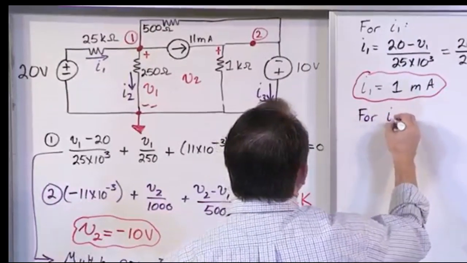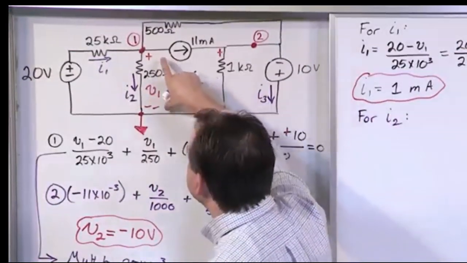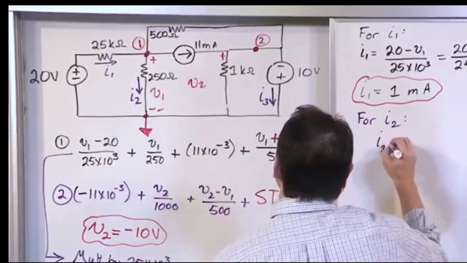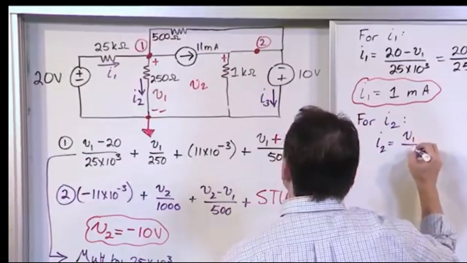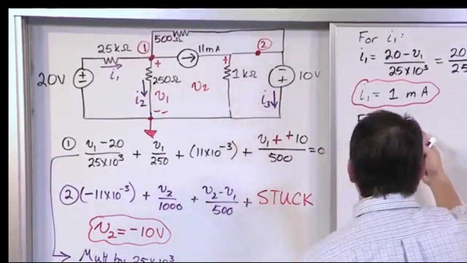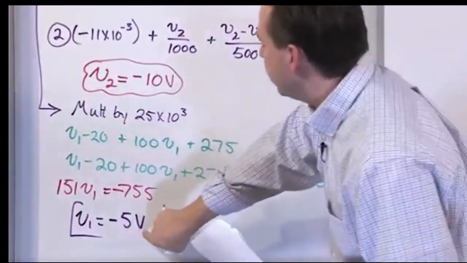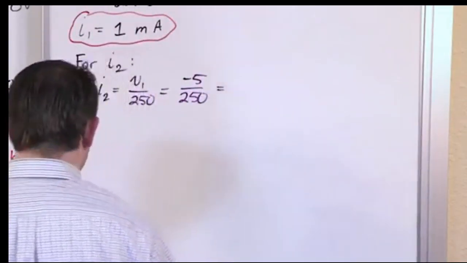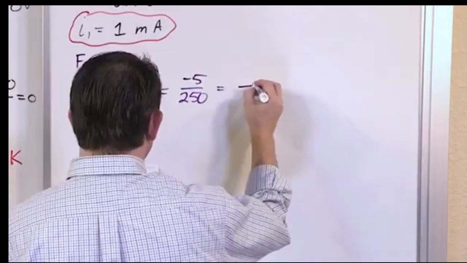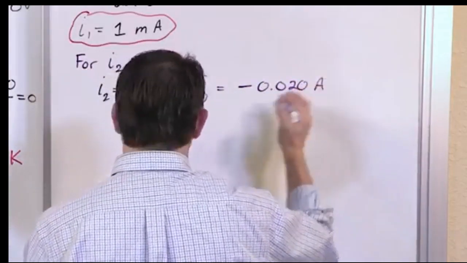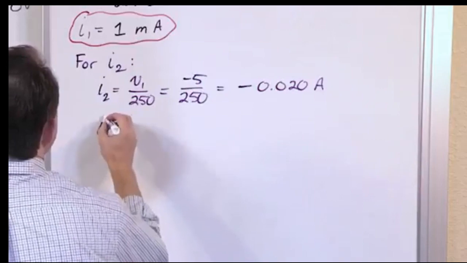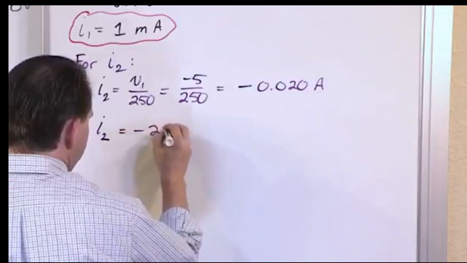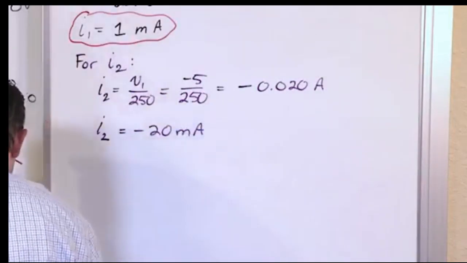I sub 2 is pretty easy because V over R is very simple. V is V1, so I sub 2 is V1 over R, which is 250. Again, let the algebra do the work for you. What is V1? V1 is negative 5. Negative 5 over 250. What do we get? We get negative 0.020 amps. You can circle that if you like, but if you shift the decimal 1, 2, 3 places, you get negative 20 milliamps, and that is the answer.